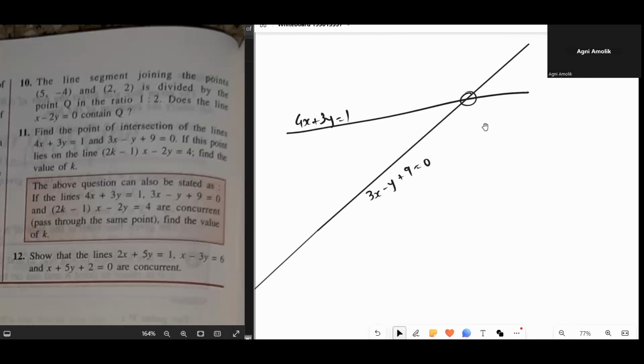Okay. All right. Now, Agni, rejoin the meeting. Okay, we'll just rejoin.